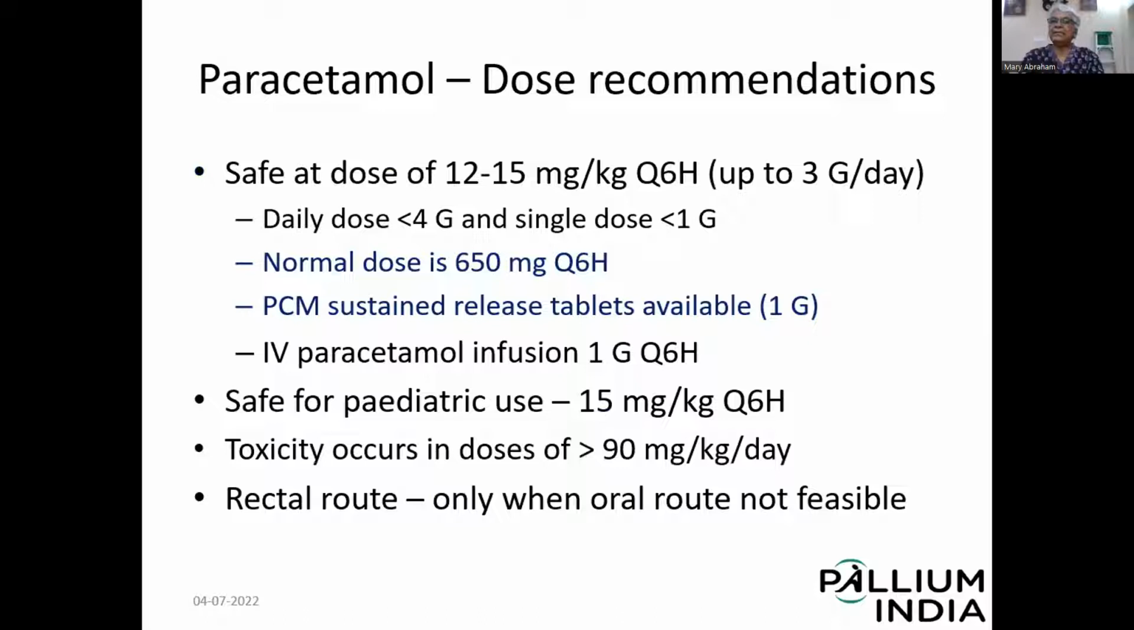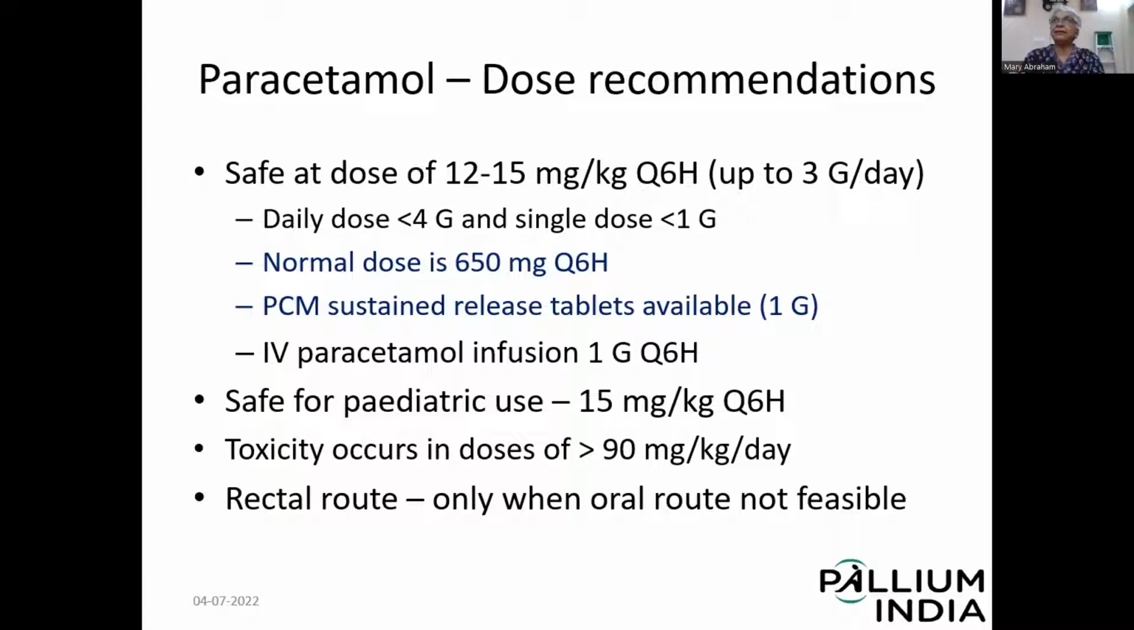What are the doses? It is safe to give a dose of 12 to 15 mg per kg every 6 hours, up to 3 grams a day. The daily dose should not exceed 4 grams, and a single dose should not exceed 1 gram. Normally, we give 650 mg paracetamol, but now a paracetamol sustained release tablet of 1 gram is also available, of which 300 is released immediately and 700 is released over the course of the day. You can also give paracetamol as an infusion, 1 gram every 6 hours. So these are the various routes you can give. It can even be given rectally. Very safe for pediatric use, up to 15 mg per kg every 6 hours.